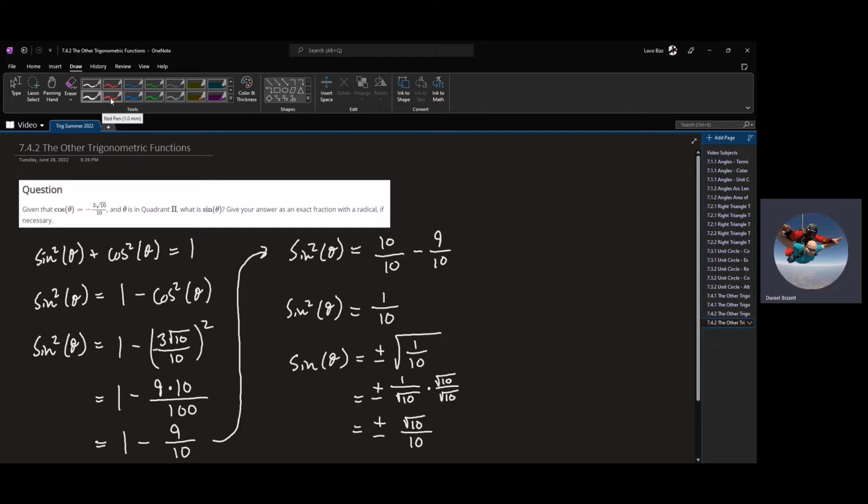Now, the last thing we need to ask ourselves is which one do we take? Do we take the plus form or the minus form? Well, the question here tells us our angle is in quadrant 2 and sine is positive in quadrant 2. So we take the positive version. So our answer is the square root of 10 over 10.